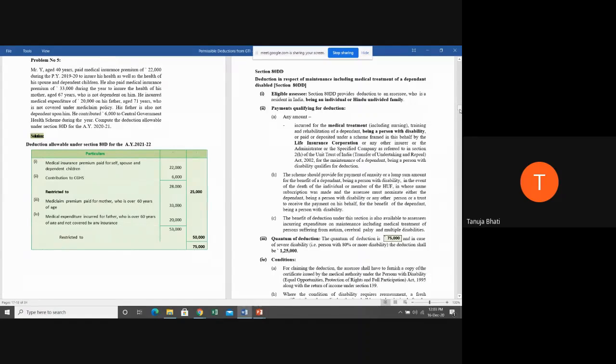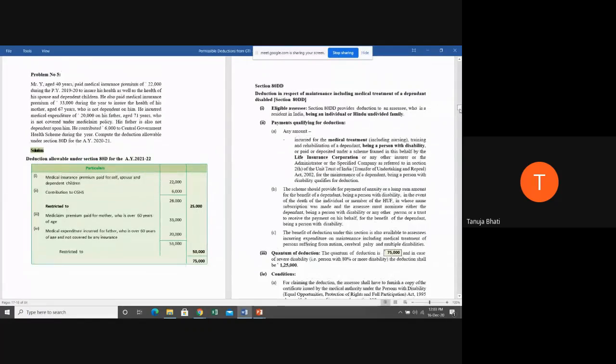Now let us move to the next section, that is section 80DD. What section 80DD is telling is, remember, double D is dependent disability. So this deduction will be available if an individual or HUF is making some expenditure for the medical treatment of a dependent disabled. Remember, this is only for dependent disability. Okay, so who is allowed this deduction? It is allowed to only an individual or HUF.